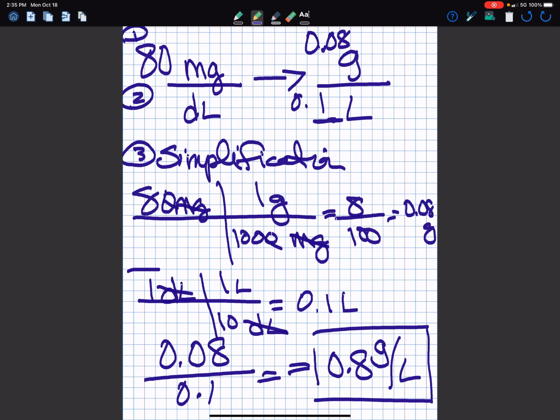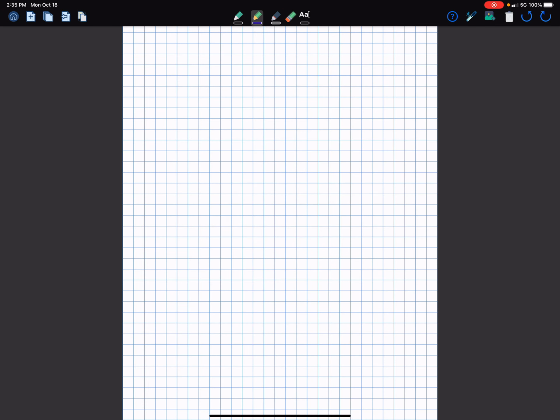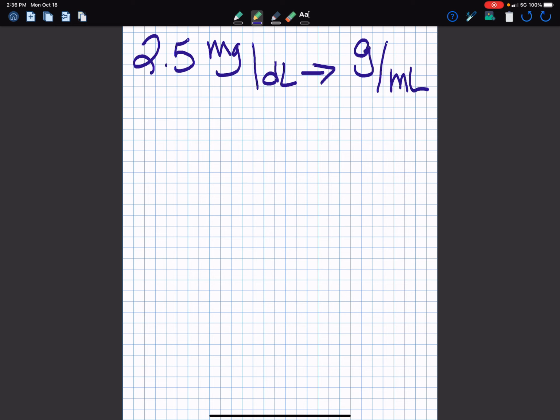Okay, so let's take a look at this for the next class, okay? I'm going to give you these problems, and you practice them, and then we are going to go over them at our next lecture, all right? So I want you to simplify 2.5 milligrams per deciliter. I want you to convert it to grams per milliliter. I also want you to take 2.5 milligrams per deciliter, and I want you to give it to me in grams per liter.